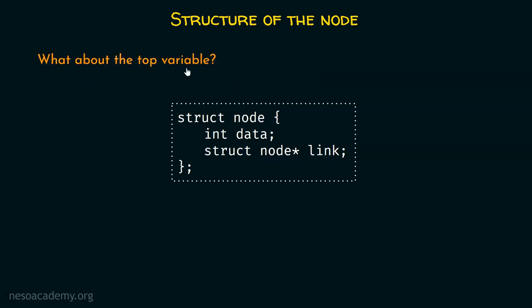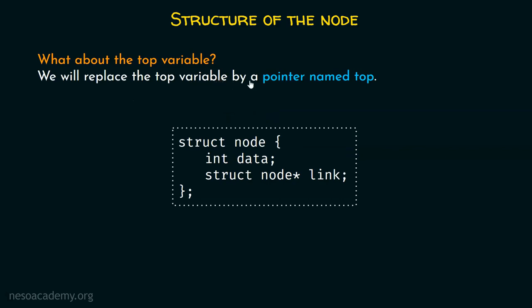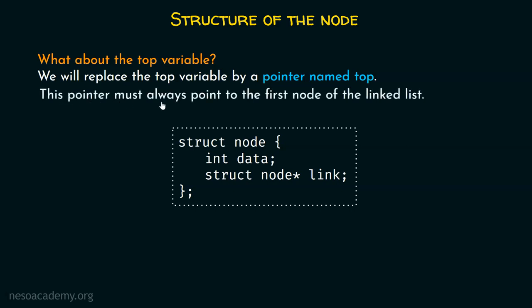But what about the top variable? How to declare a top variable? In this case, we don't need a top variable. We need a top pointer instead, right? There must be some pointer which points to the first node of the linked list. There is no requirement of creating a top variable. Top variable is required in case of arrays, not in case of linked list. We need a pointer that must point to the first node of the linked list, right? We will replace the top variable by a pointer named top. This pointer must always point to the first node of the linked list.